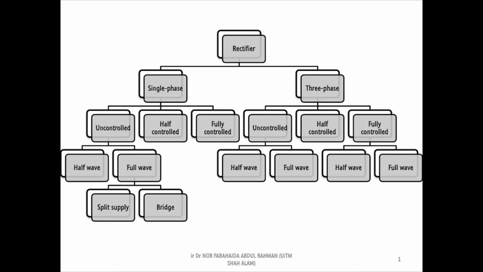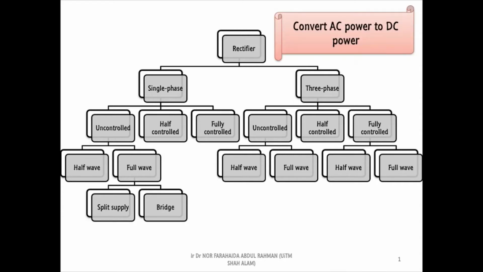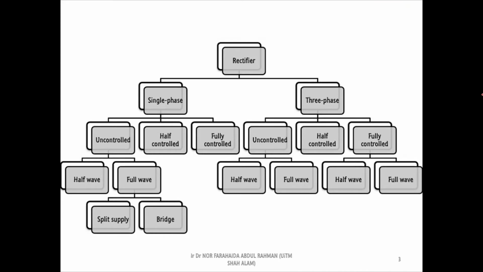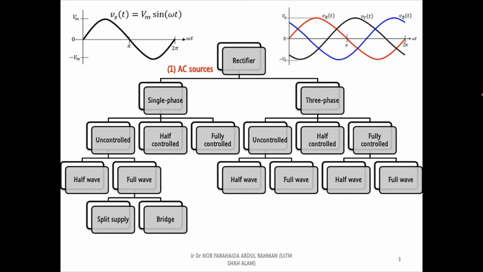In power electronics, rectifiers are used to convert AC power to DC power. Rectifiers can be classified based on three criteria. First, it is based on the AC sources connected to the rectifiers. Second, it is based on the power switches used in constructing the rectifiers. Lastly, we can classify the rectifiers based on their operation.